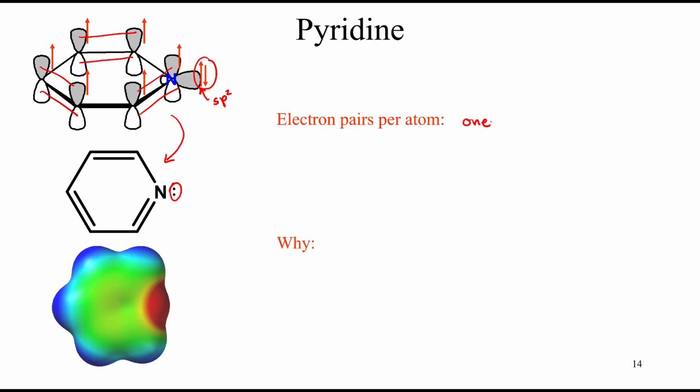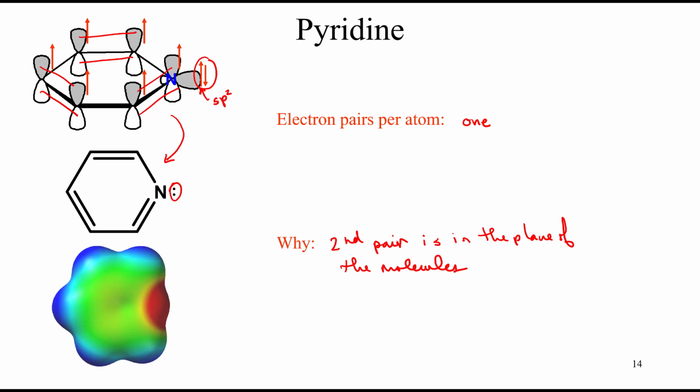The reason only one can contribute is because the second pair is in the plane of the molecule. And because it's in the plane of the molecule, it can't get into the p orbitals that are perpendicular to the molecule and delocalize. So for pyridine, it's pretty simple. This portion of the molecule that looks like benzene, these electrons that are in the ring, part of them are contributed to the nitrogen. This second pair can't contribute because it's in the plane of the molecule.